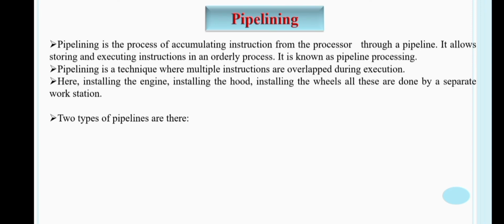In 1977, Handler and Ramamurthy classified pipeline processors depending on their functionality.